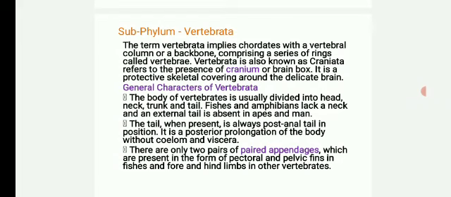Number 3. There are only two pairs of paired appendages which are present in the form of pectoral and pelvic fins in fishes and forelimbs and hind limbs in other vertebrates. In birds, wings are modified appendages.